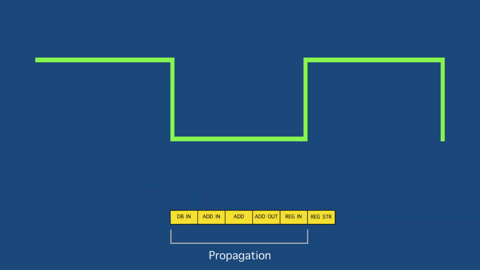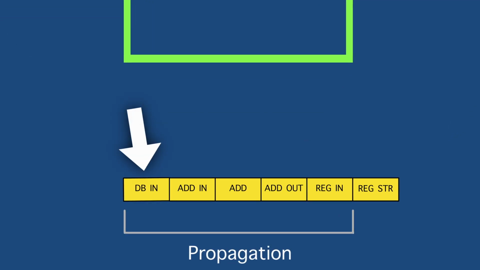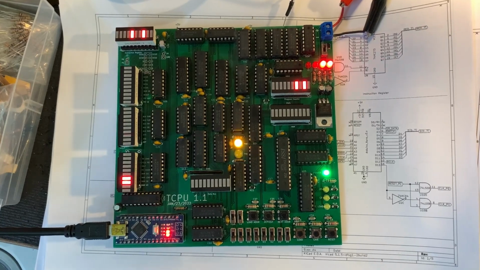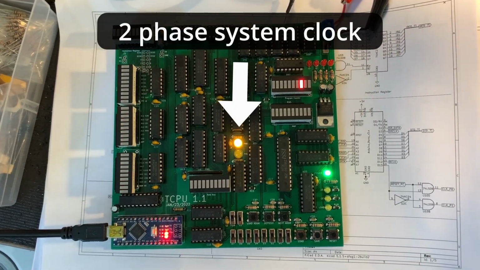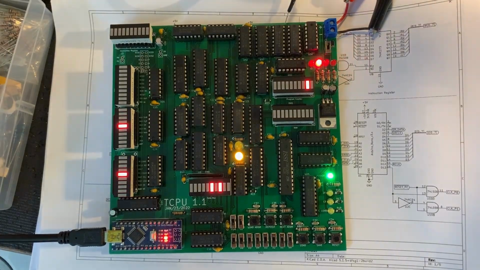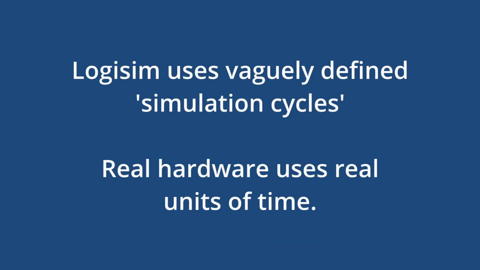If we were to lay out the sequence of events from our adder example, we'd see here that all the signal propagation happens on the low cycle, so that the data is ready to be latched during the high cycle. At that point, the maximum theoretical clock speed is limited to the longest sequence of propagation delays in the computer. This is actually very close to how the real hardware works as well. In fact, for an earlier ancestor of this computer which used a 2-phase clock system, this is exactly how the system clock worked. But instead of the loosely defined simulation cycles, we're working with real units of time.